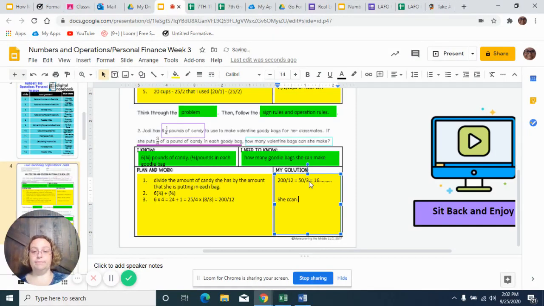So she has enough. She can make 16 bags. I say goodie bags because that's what they call them. Goodie bags of candy for her class. Okay? So if you can't make a whole one, then we go down. We go down to what we do have. That makes sense? I hope.